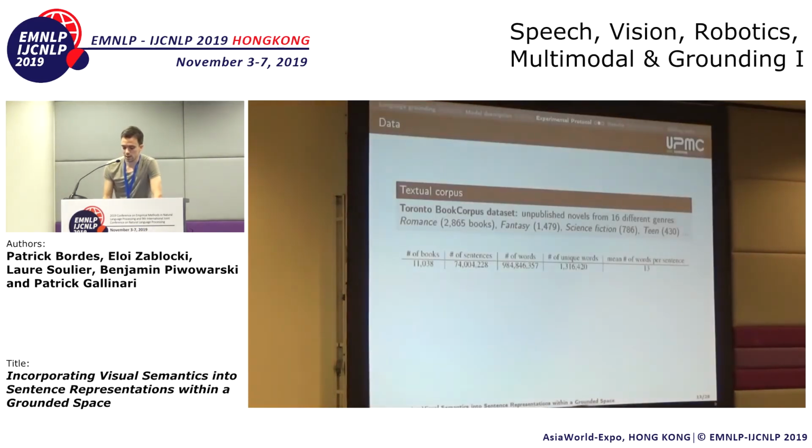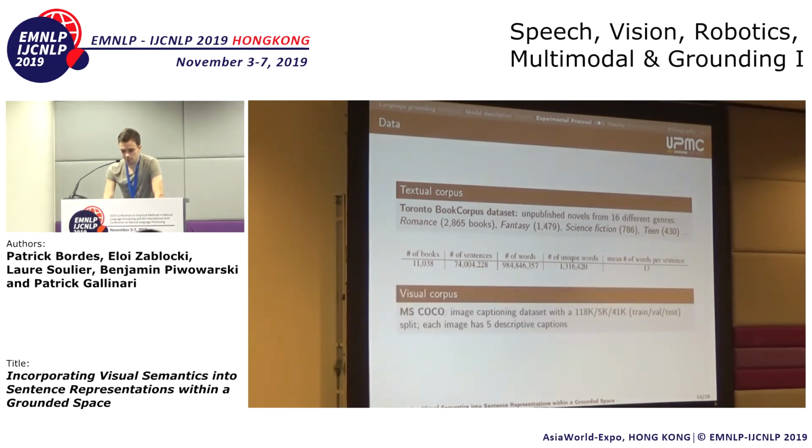Talking about the data, for the textual corpus, we used the Toronto BookCorpus dataset, which contains a huge number of sentences, 74 million ordered sentences, coming from thousands of unpublished novels. So it's very rich textual information. For the visual corpus, we use the MS COCO dataset, which is a very well-known image dataset with roughly 100,000 images, and each image has 5 descriptive captions.